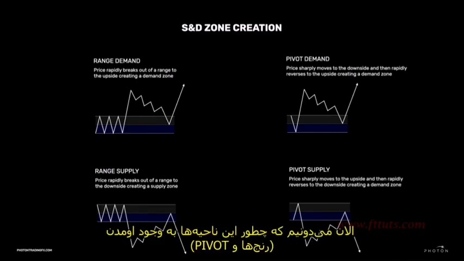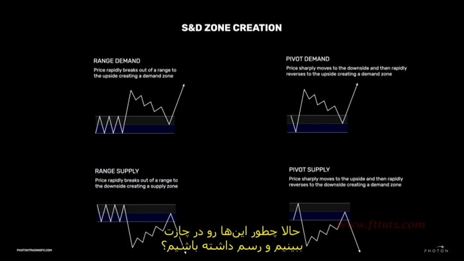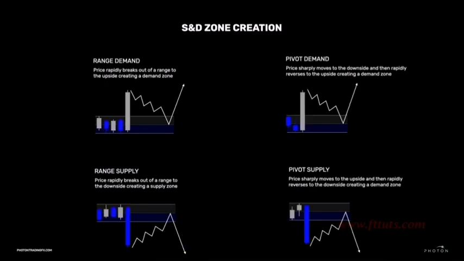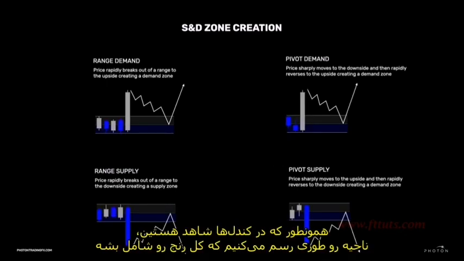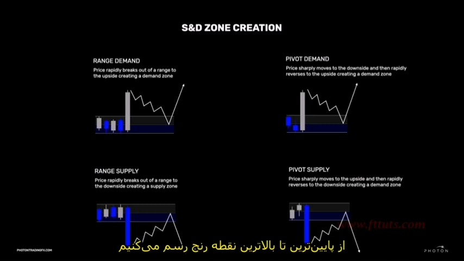So now we understand the concept of how these zones are created with these range and pivot zones, but how do we actually see and draw these on our charts? Well, as you can see here with candles, if it is a range created zone, we just draw our zone to cover the entire range. So we draw from the lowest point to the highest point of the range before where price rapidly then broke out of that range. And it's the exact same, whether it's supply or demand.